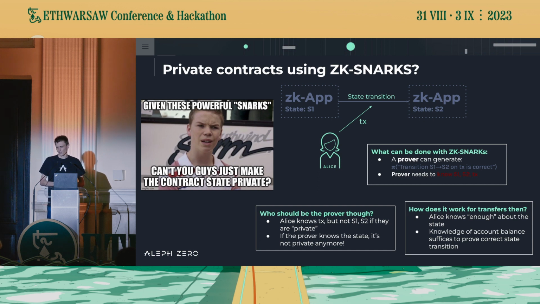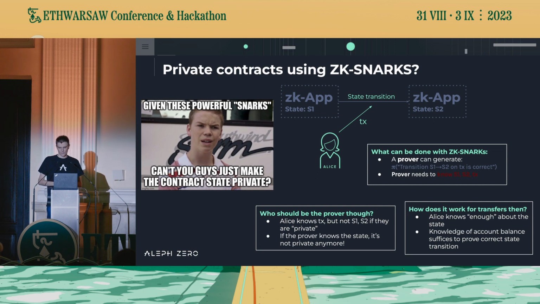Alice, who made the transaction, is certainly not able to do that. And whoever would be able to do that would need to know the state. But the state should be hidden. The state should be private. So this is some kind of a contradiction, right? We cannot really do that.